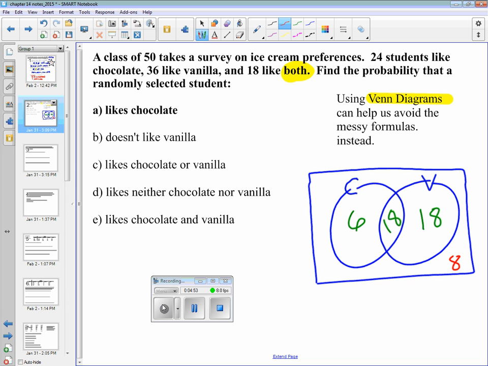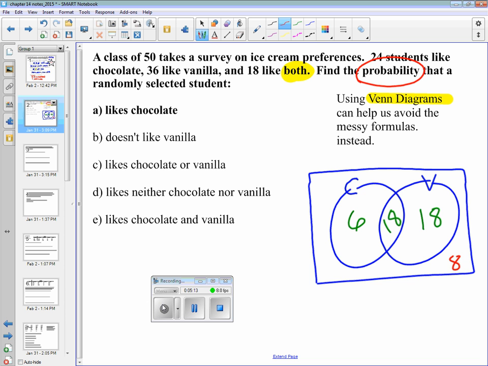All right, so now we're going to answer some questions. Okay? How many, and we're going to use the Venn diagram to do that. How many of these people like chocolate? Or, I'm sorry, is that how many? Notice the word says find the probability that. So all of these numbers should be divided by what?